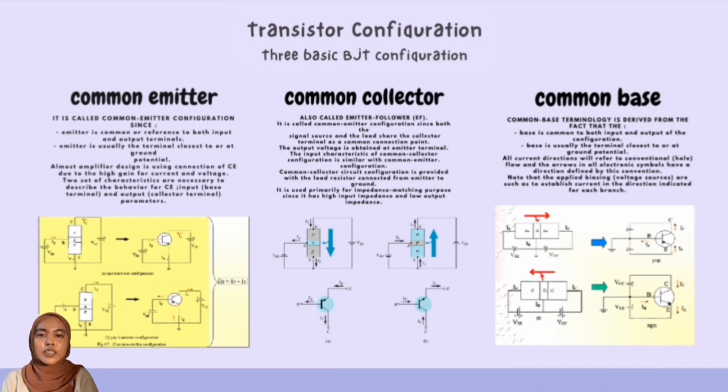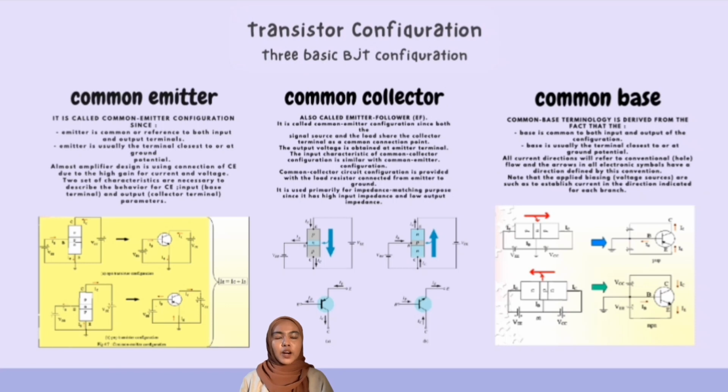Common emitter is called so since emitter is common to or refers to both input and output terminals. Emitter is usually the terminal closer to or at ground potential. Most amplifier designs use the CE connection due to the high gain for current and voltage. Two sets of characteristics are necessary to describe the behavior of CE: input and output parameters.